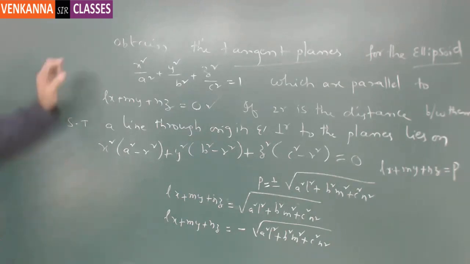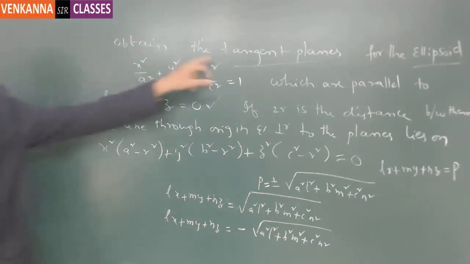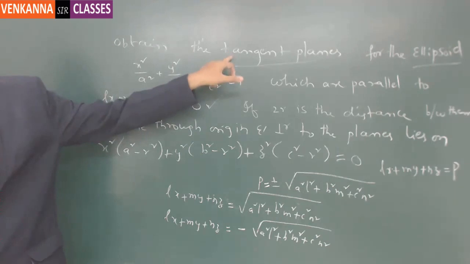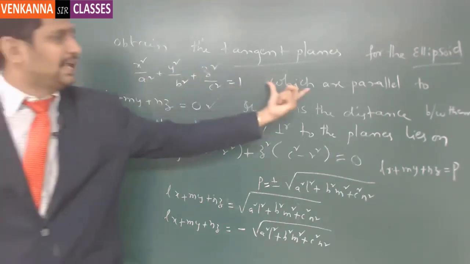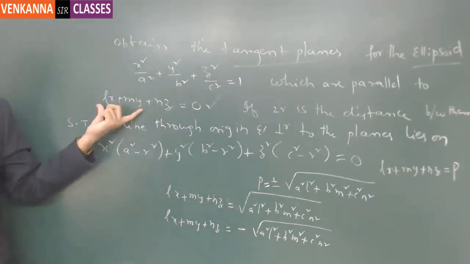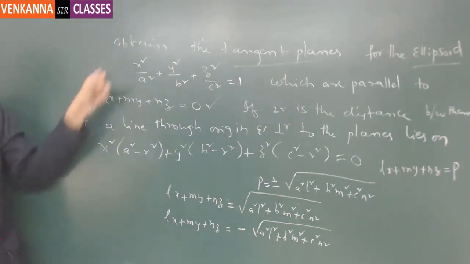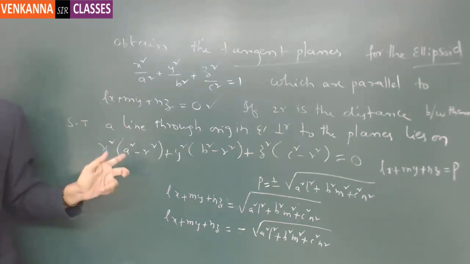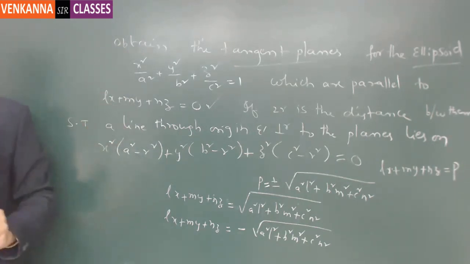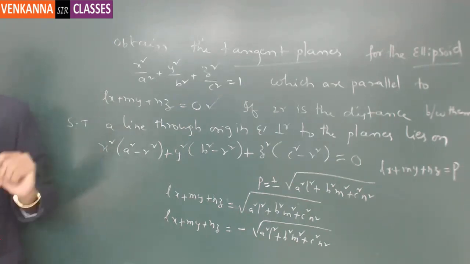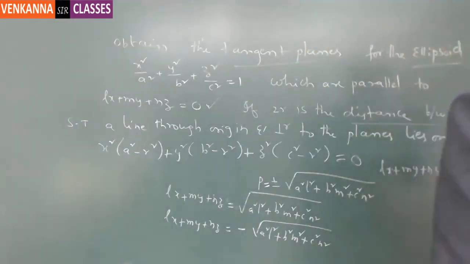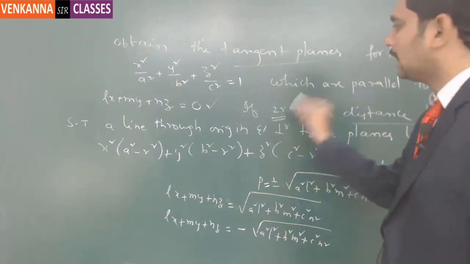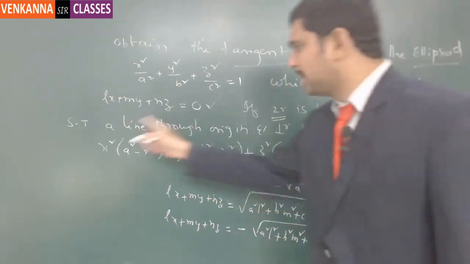So the first part of the problem is finished. You have calculated a tangent plane for the ellipsoid and the tangent plane is parallel to this plane. We have finished the first part of the problem. Any queries to anyone? The second part says that if the distance between the planes is 2r, then you have to bring out this kind of relation.